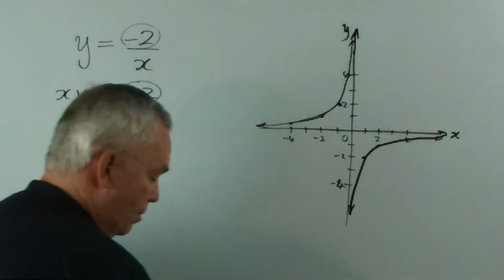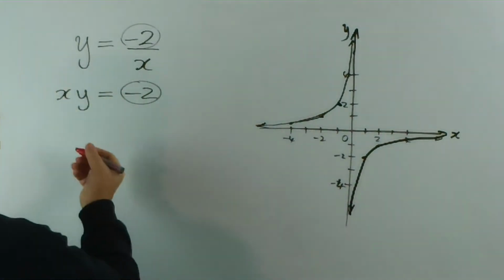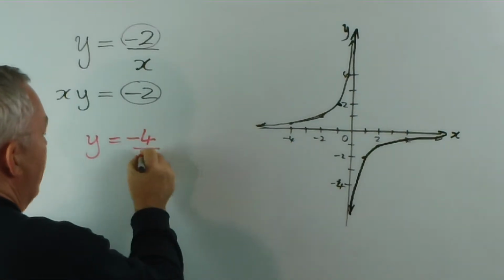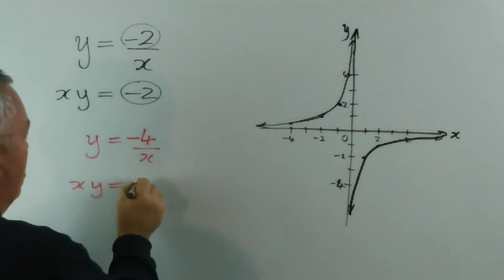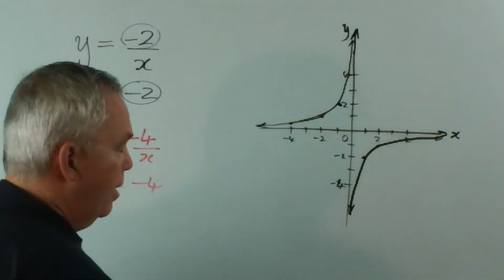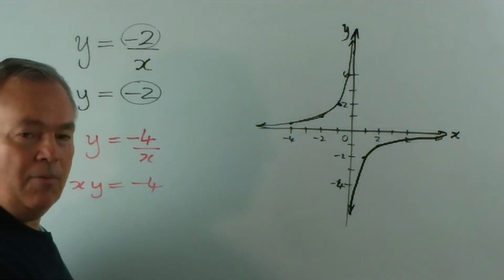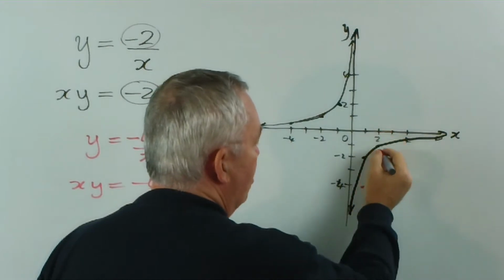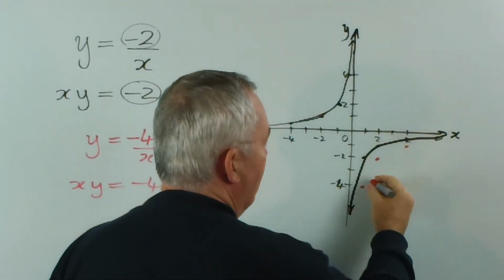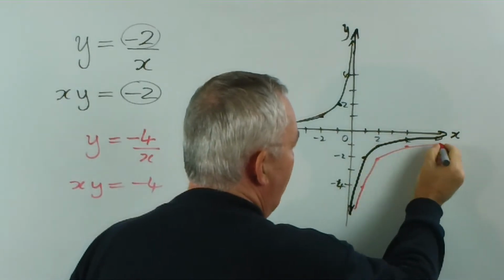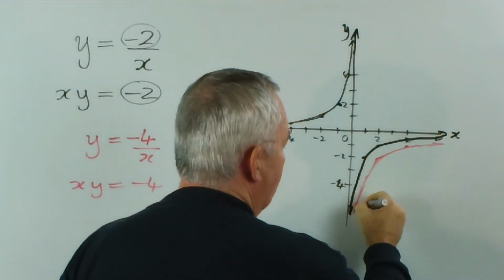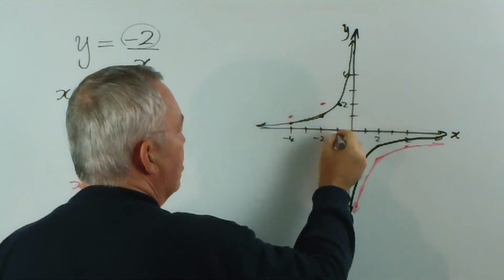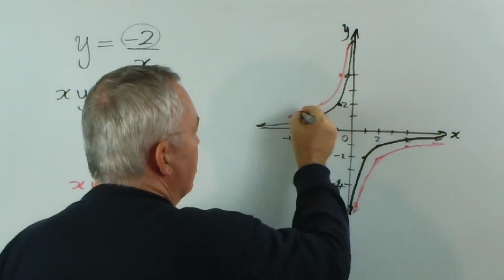So if I was graphing, for example, y equals 4 minus 4 over x, or xy equals minus 4, whichever you prefer, then I'm looking for numbers that multiply to give minus 4. 1 times minus 4, 2 times minus 2, 4 times minus 1, and you can see that the graph is further out because we have a bigger number. Here, minus 2 times 2, minus 4 times 1, 1 times minus 4, and it's further out.